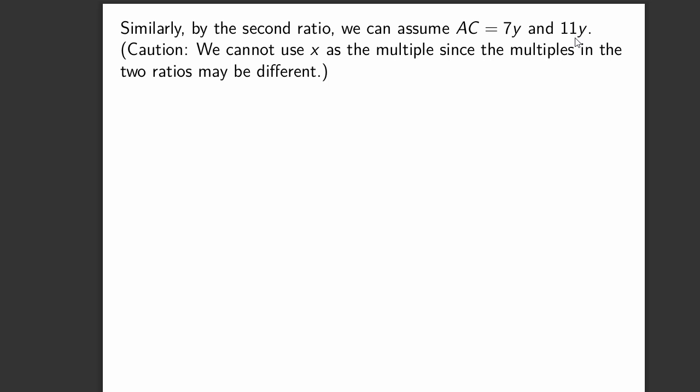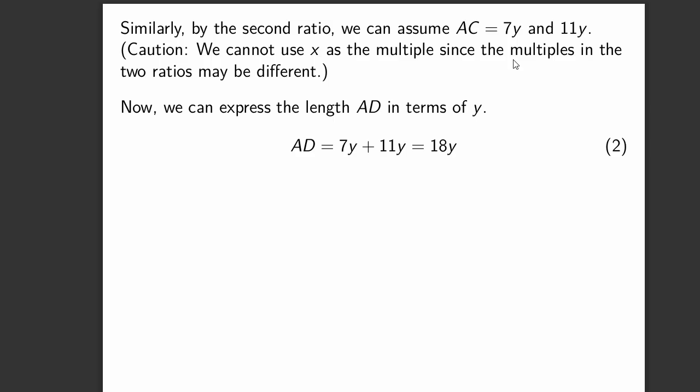All right, so here we cannot write AC equal to 7x and CD equal to 11x, because the multiples that we use to convert a ratio into numbers may be different in this case. Therefore, we have to use another variable. All right, now AD is again the sum of the lengths of AC and CD. So therefore we can write this AD as 7y plus 11y, which is 18y.